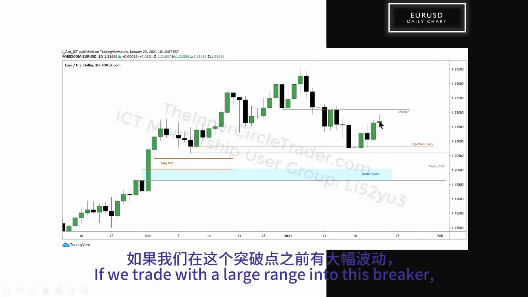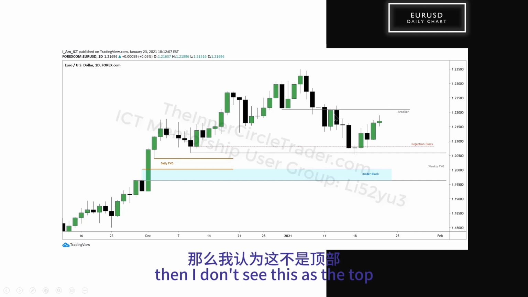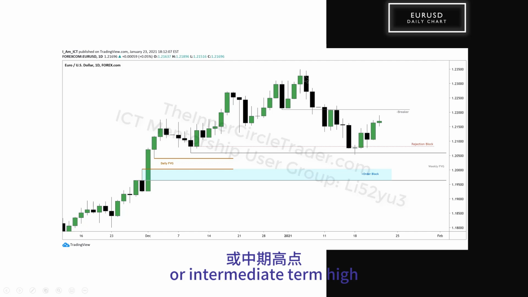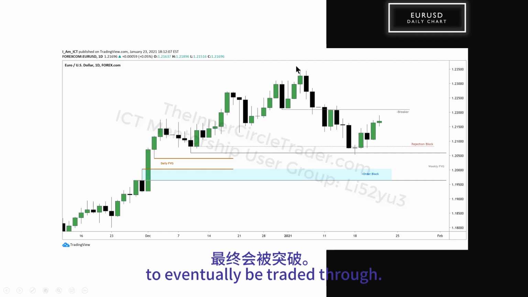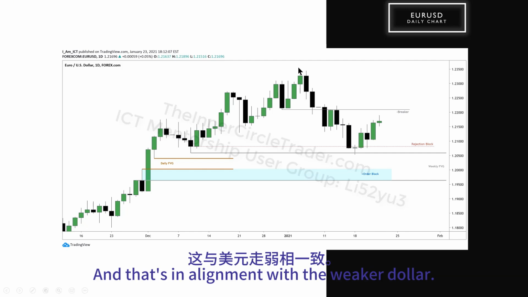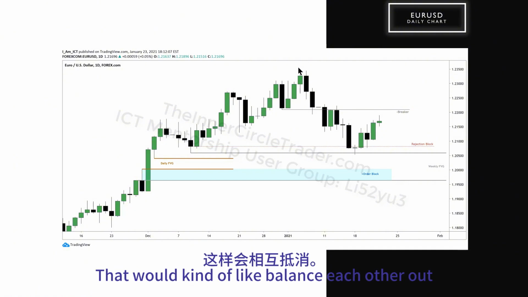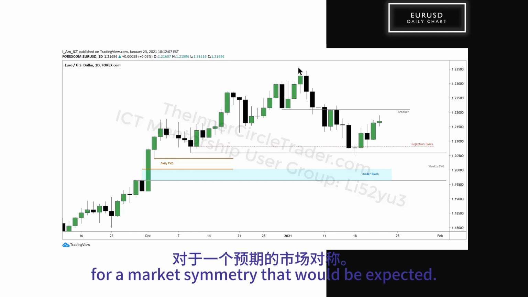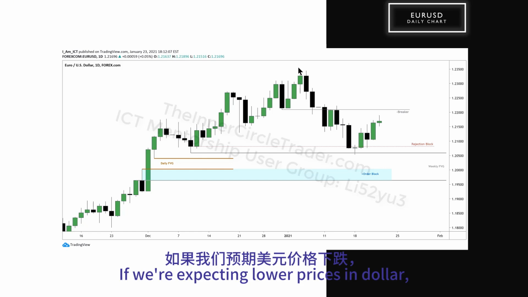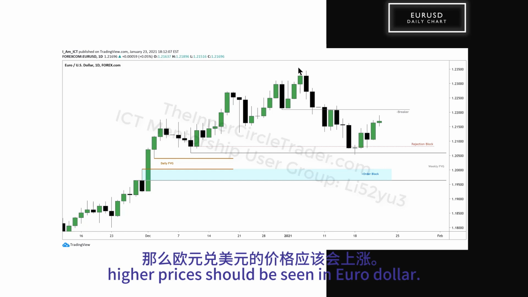If we trade with a large range into this breaker, then I don't see this as the top or intermediate term high that's going to keep prices lower. In other words, I would expect this to eventually be traded through, and that's in alignment with the weaker dollar. So that would balance each other out for a market symmetry that would be expected. If we're expecting lower prices in dollar, higher prices should be seen in euro dollar.